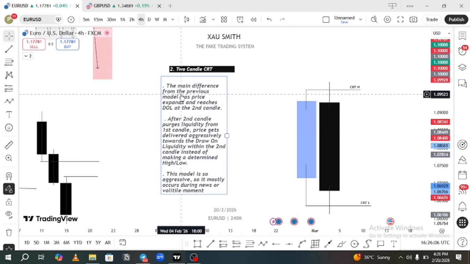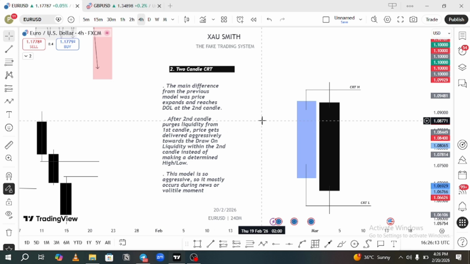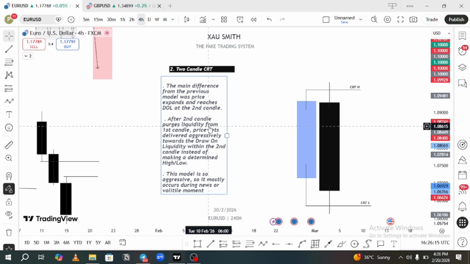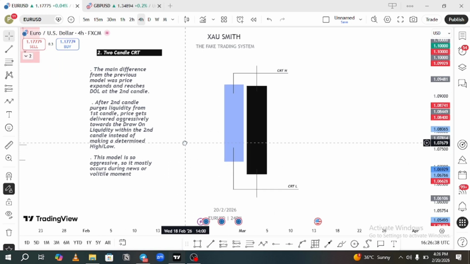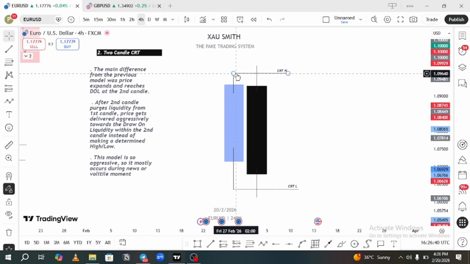So the first point says the main difference from the previous model was price expands and reaches the draw at the second candle. The second point is after second candle purges liquidity from first candle, price gets delivered aggressively towards the draw on liquidity within the second candle instead of making a determined high or low. Now the third point here is this model is so aggressive, so it mostly occurs during news or high volatile market.